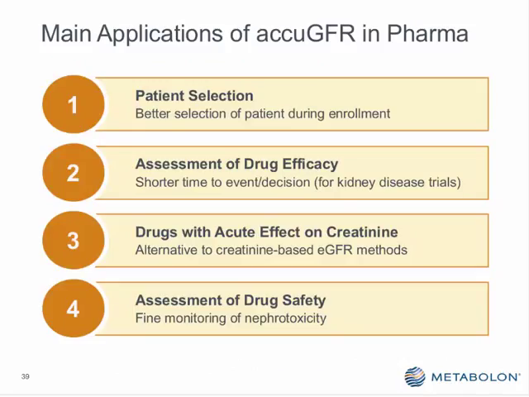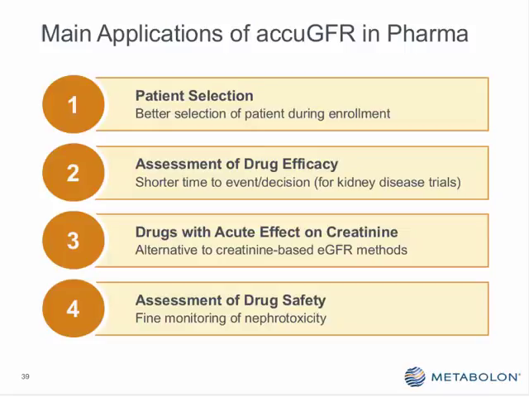So the last slide I wanted to talk about here before we give a summary is some applications that we've seen that might be relevant to using accuGFR in pharma. The first being patient selection, so better patient selection during enrollment. We do have some more examples of how this was used by some of our clients that we can share if there is interest. Basically, better selection of patients during enrollment so that if you want to have a patient between stages 2 and 3, you're more confident that those patients are in stage 2 and 3 and not some in stage 1 and some in stage 5 using accuGFR.